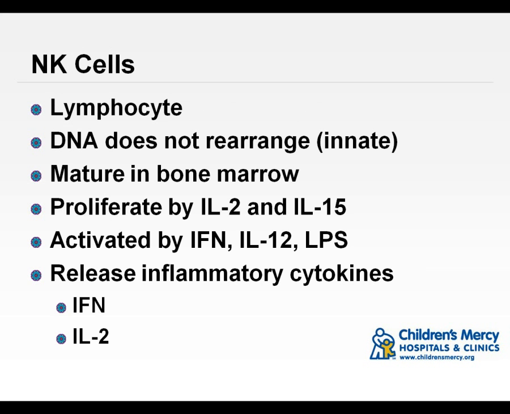All right, moving right along. Next cell of the innate immune system, NK cells. NK cells are a lymphocyte in the innate immune system, right? So these are an example of a lymphocyte where the DNA does not rearrange. That cell is made, the DNA stays the same.